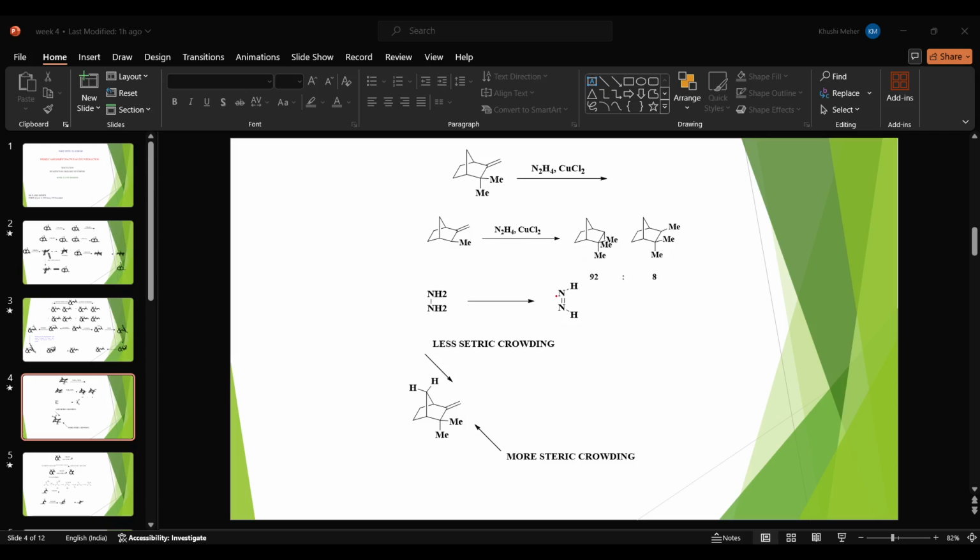Otherwise, the ring will open and form the carbanion, and after that it will be protonated by the corresponding acid, the acetic acid, and form a CH. And if it is the alignment of the orbital, it has to be from 180 degrees. Then only your migration will happen.